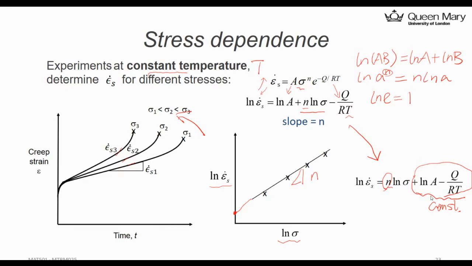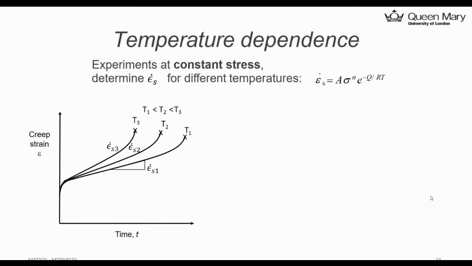Now what happens if we do an experiment at constant stress? So at constant stress, this one is constant and we raise temperature T. From this equation, actually, you can see if you raise your temperature, the curve will also go from right to left. The gradient here will also increase. So let's do similar things here.